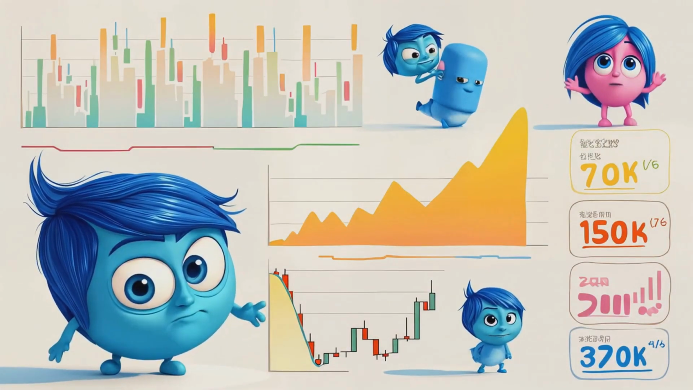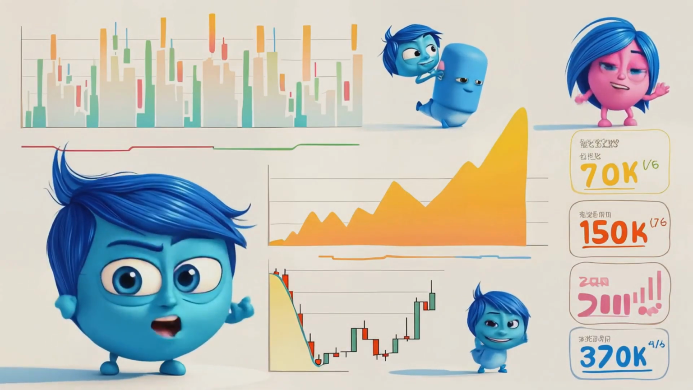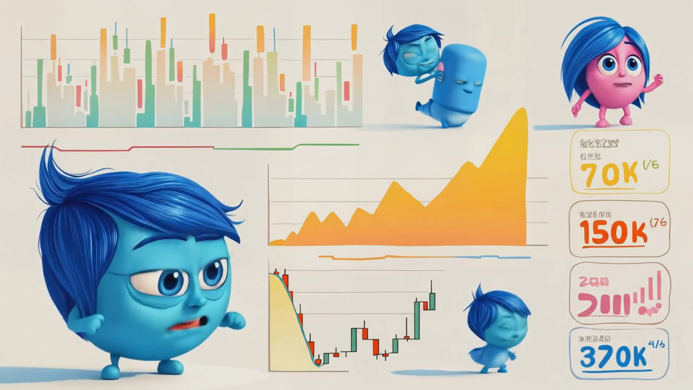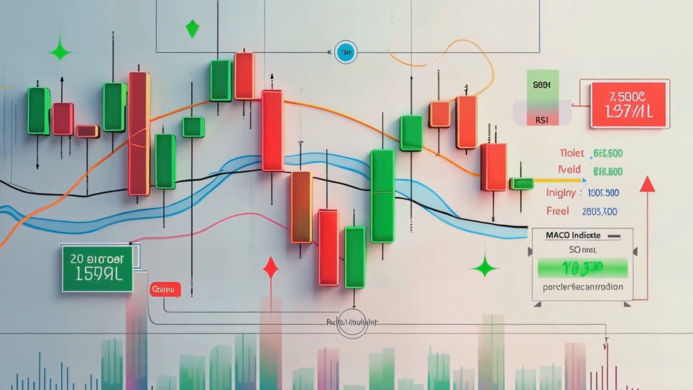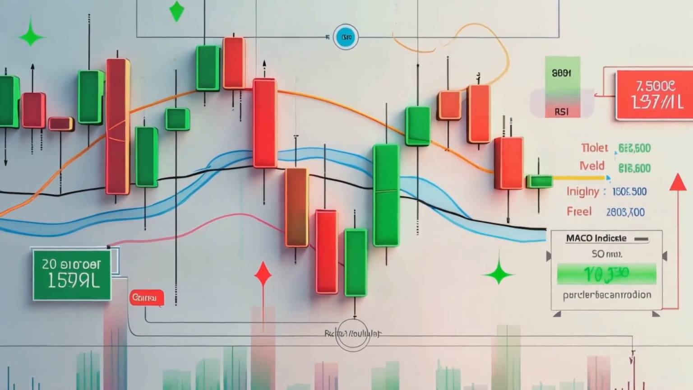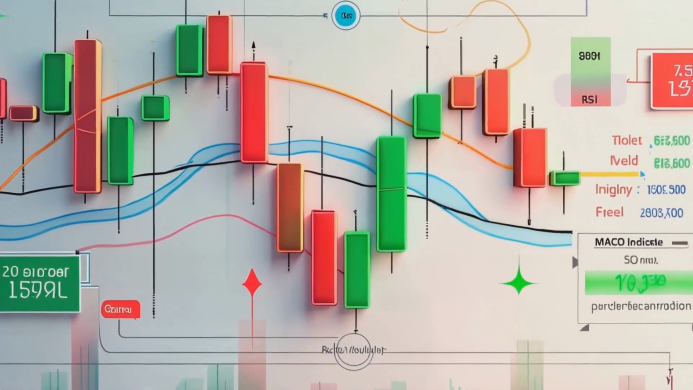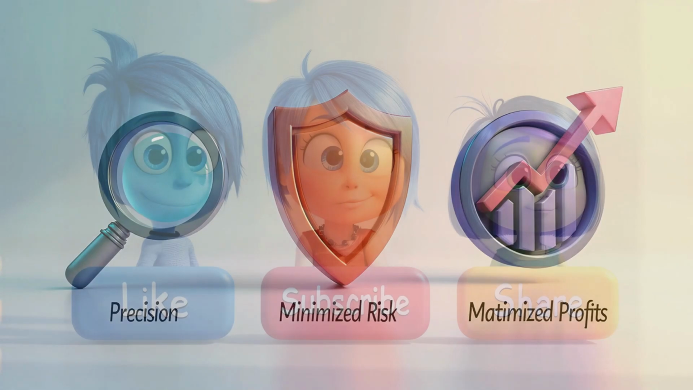Conclusion. Advanced integration of support, resistance, moving averages, and supplementary technical indicators forms a comprehensive, robust trading strategy. Implementing this integrative approach enhances decision-making precision, minimizes risk, and maximizes potential profits.